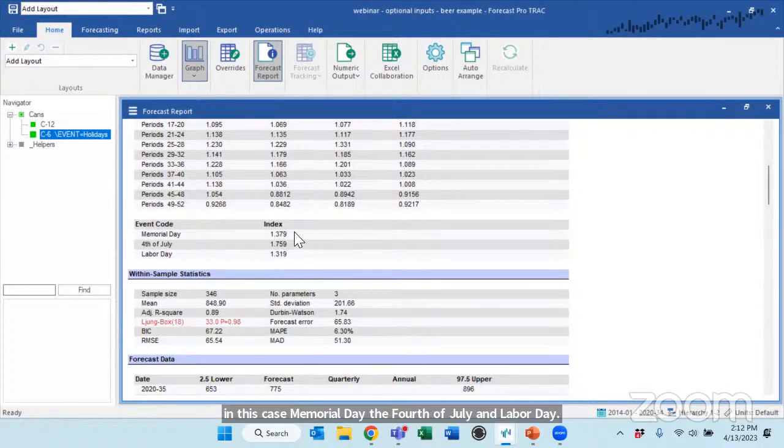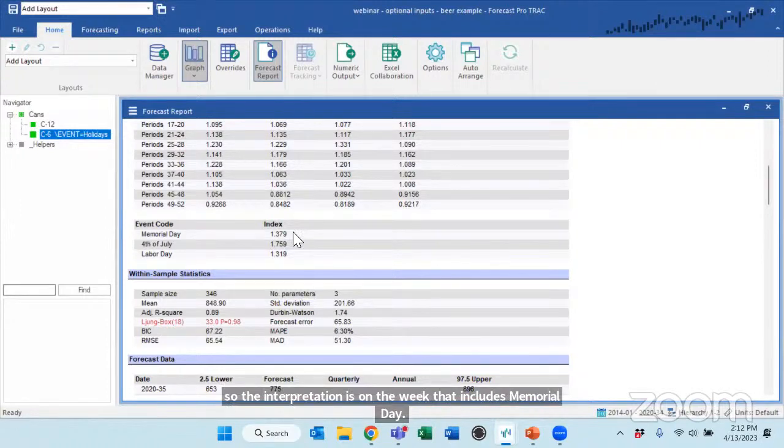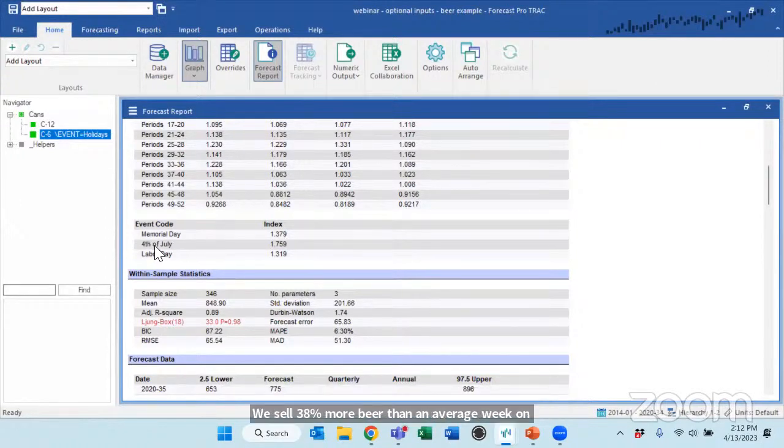When I look at these indices, what it tells me is that on Memorial Day, the index is 1.38, and this is multiplied into the forecast. If you multiply something by 1.38, you're going to raise it by 38%. And so the interpretation is, on the week that includes Memorial Day, we sell 38% more beer than in an average week. On the week that includes the 4th of July, we sell 76% more beer than on an average week. And on Labor Day, we sell 32% more. So the event model not only gives us a better forecast because it captures these holidays moving around, but it also tells us the impact of those. And that can be useful in its own right.